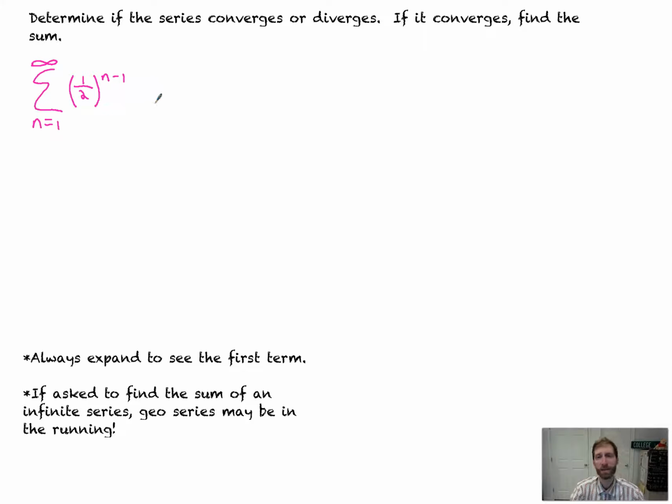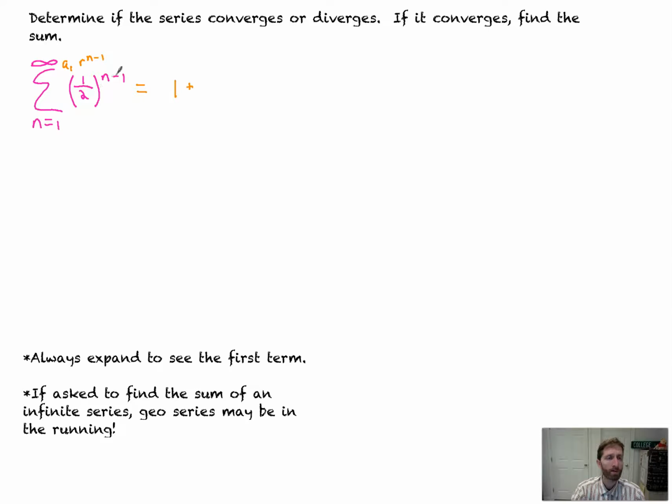I like to expand this stuff out. I always advise people to do that just to see what it looks like. It is geometric, right? We've got an a term, technically a sub 1 here. That a term is 1. And then it's r to the n minus 1. You're repeatedly multiplying by 1/2. You'll see it more when we expand it out. So I'll plug in 1. 1/2 to the 0 is 1.